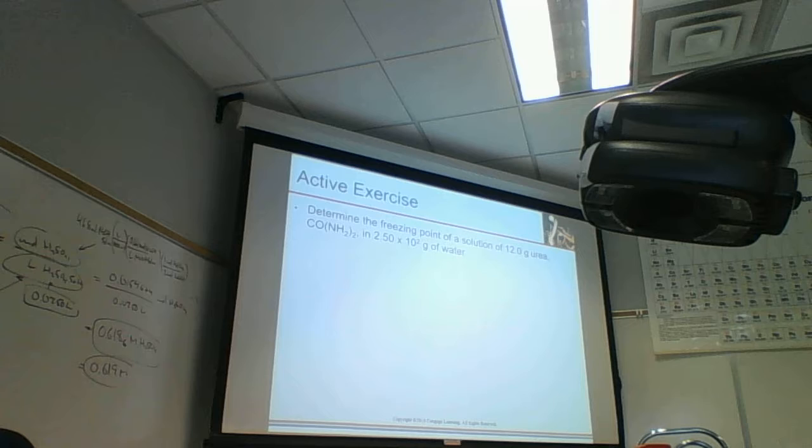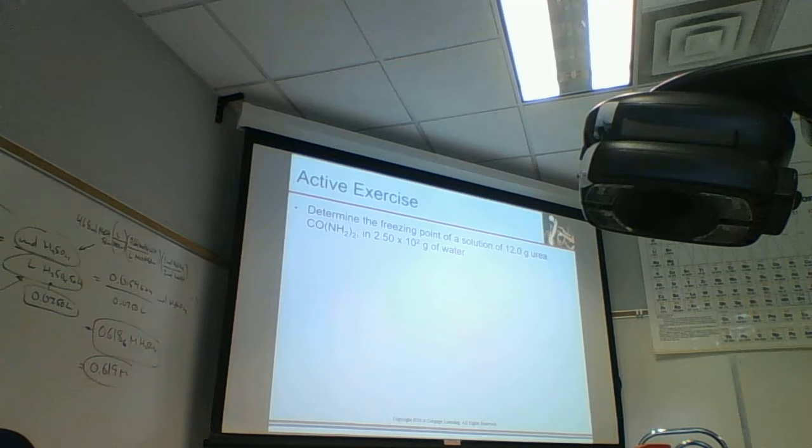Well, they want the freezing point. And so what we do is we do this delta TF calculation. Delta TF is equal to KF times m. We look KF up in a table, and then we have to calculate the molality. So let's go ahead and calculate what the molality of this is.